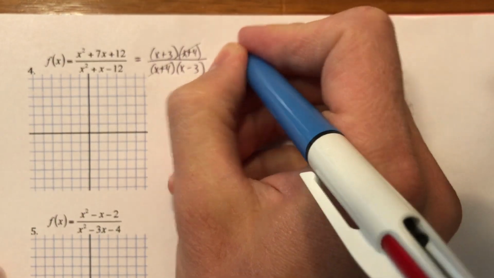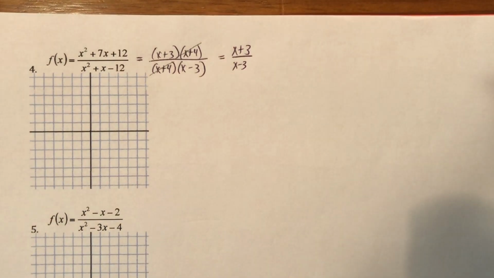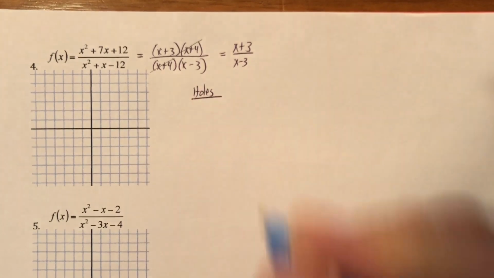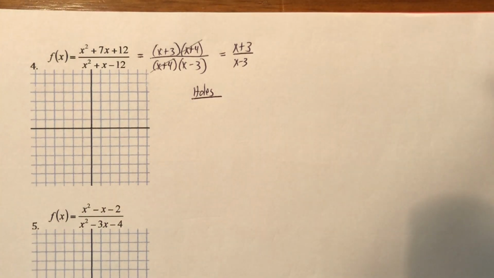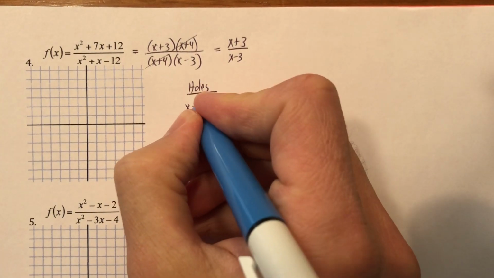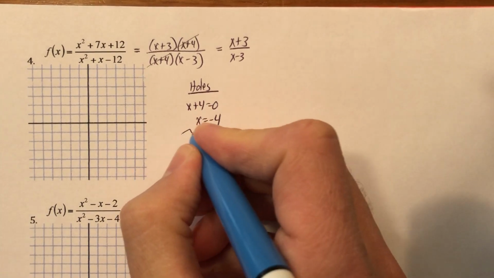Mark those out. Cancel them out. X plus 3 over x minus 3. Because something canceled, that means we have a hole in the graph. One singular hole. And that is where x plus 4 equals 0. So x equals negative 4.